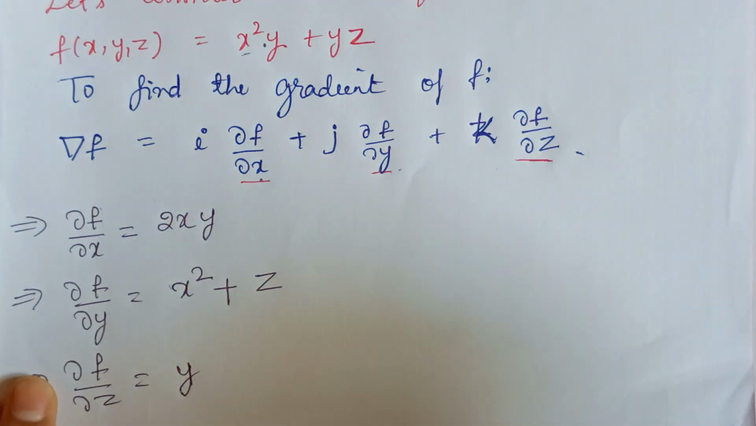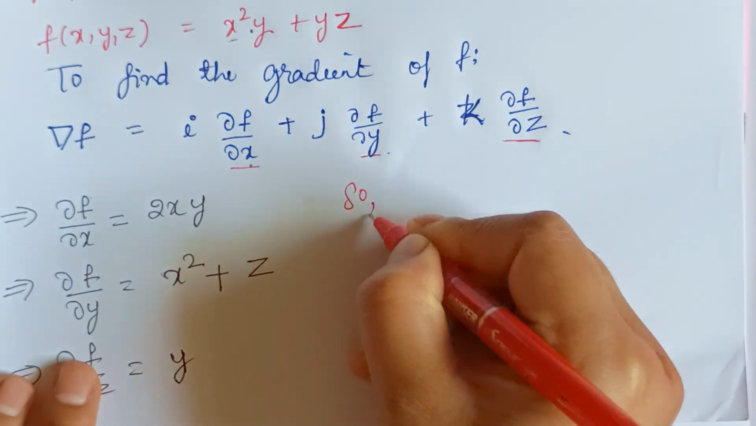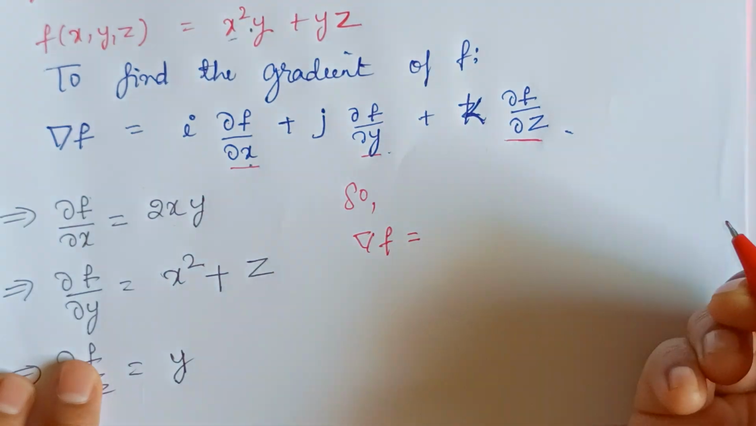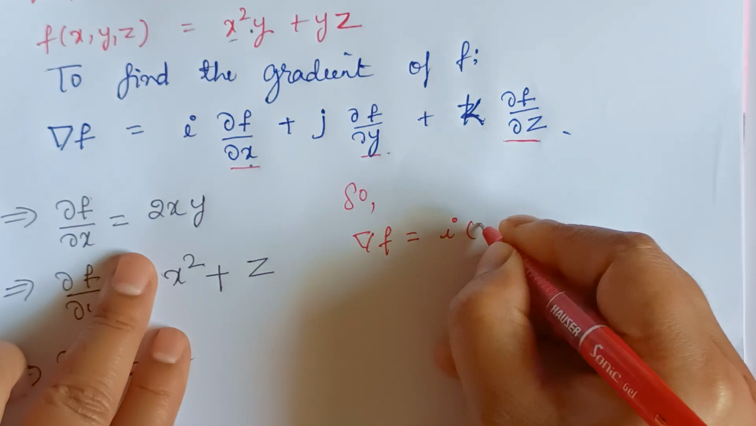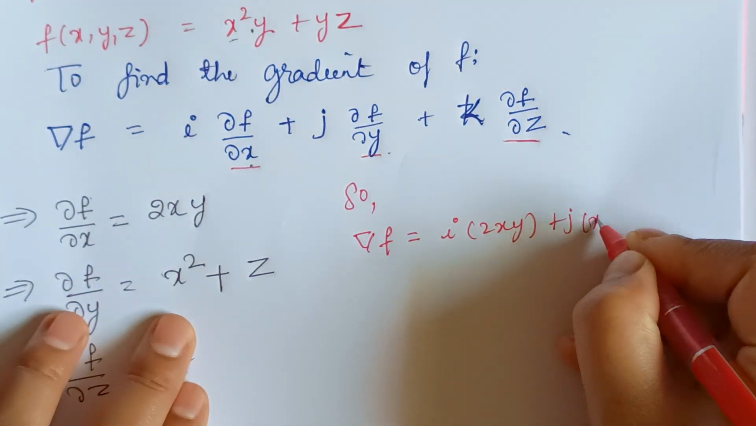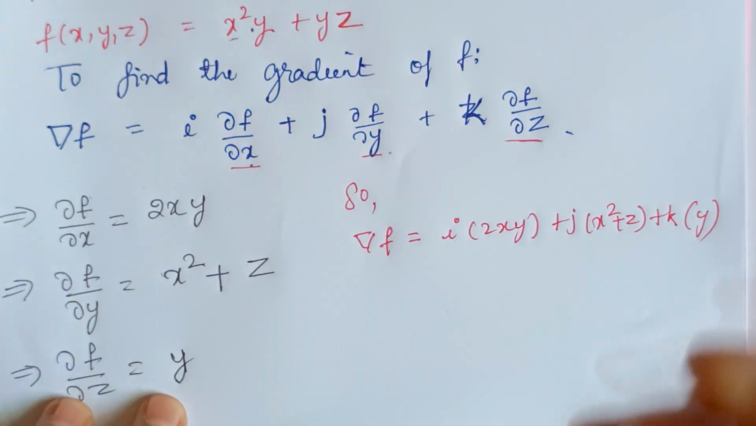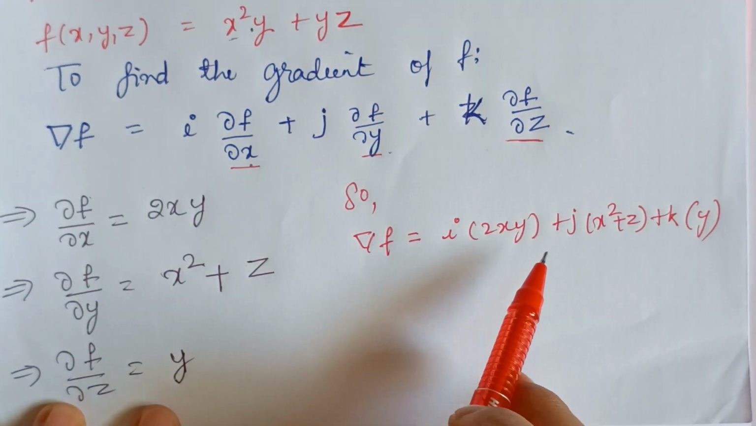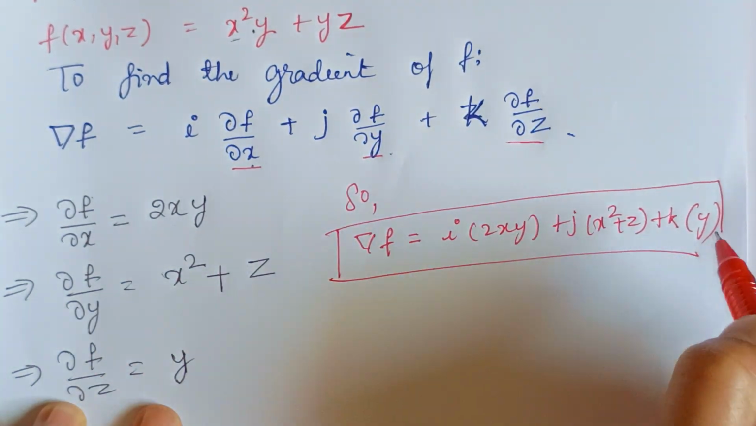Now we will simply substitute in this. Del f, or Nabla f, equals i times 2xy plus j times x squared plus z plus k times y. So this vector tells us how f is changing in space.